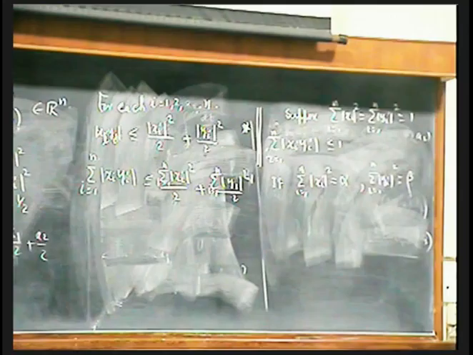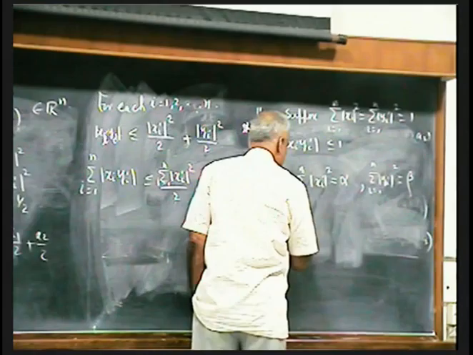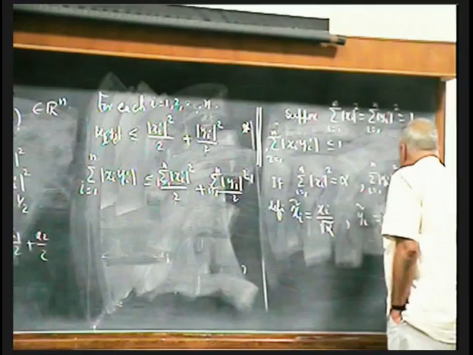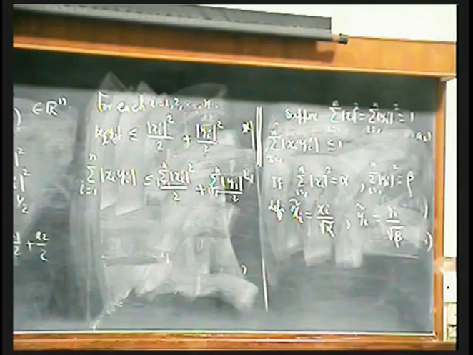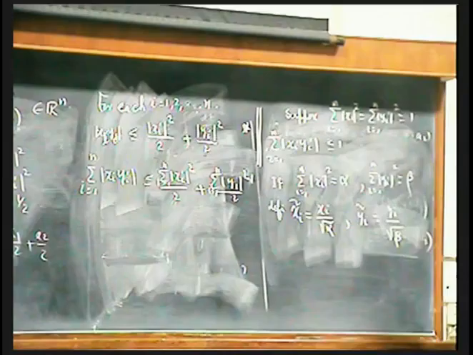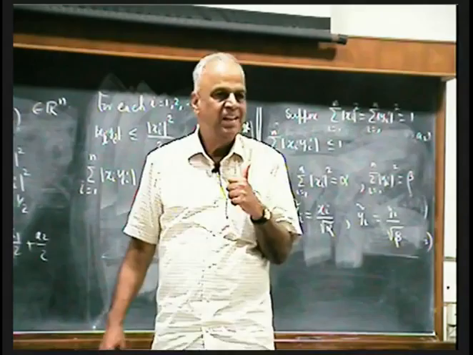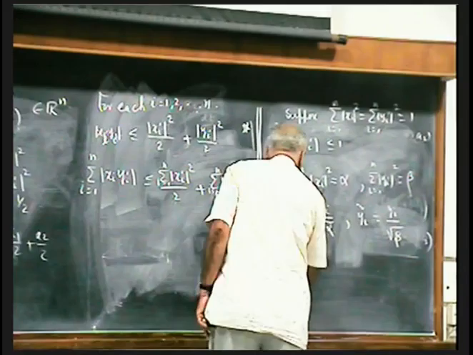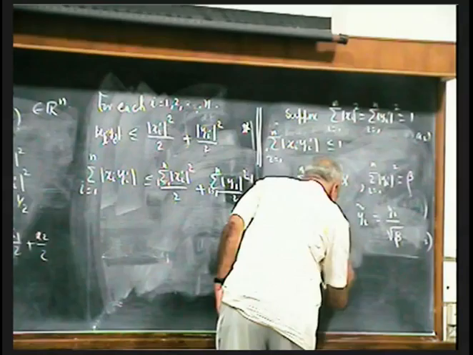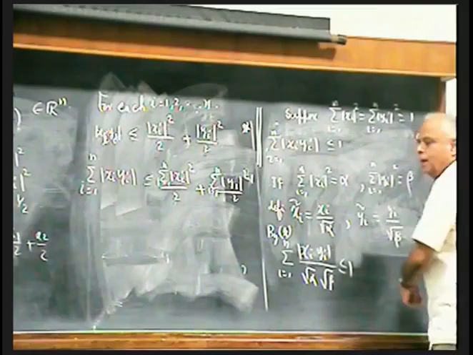Then define xi tilde to be xi by square root of alpha and yi tilde is equal to yi by square root of beta. Now, what is the guarantee that alpha and beta are not 0? Well, if alpha and beta are 0, one of the vectors is 0, then what we are going to prove is going to be trivial. So, those trivial cases we will remove. Okay, so, we are assuming the non-trivial cases. Then, these xi tilde and yi tilde are unit vectors. Therefore, I can apply that star. Therefore, by star, I have summation i equal to 1 to n xi by square root of alpha times yi by square root of beta is less than or equal to 1, or summation xi yi is less than or equal to square root of alpha and square root of beta.